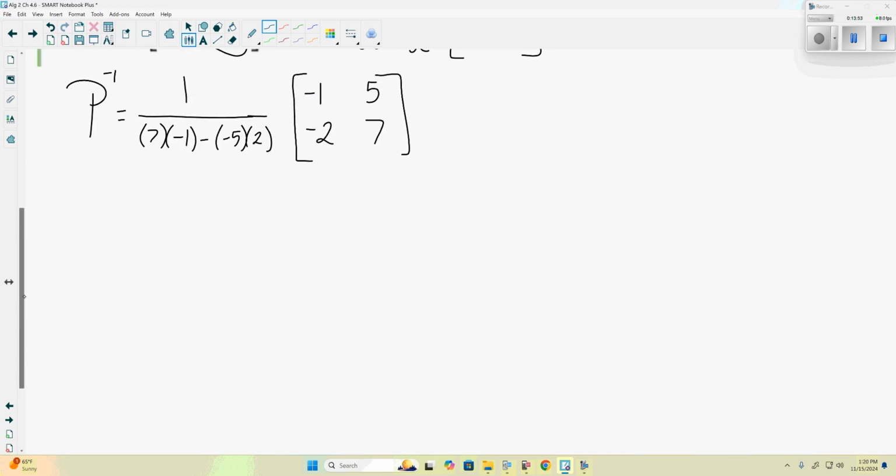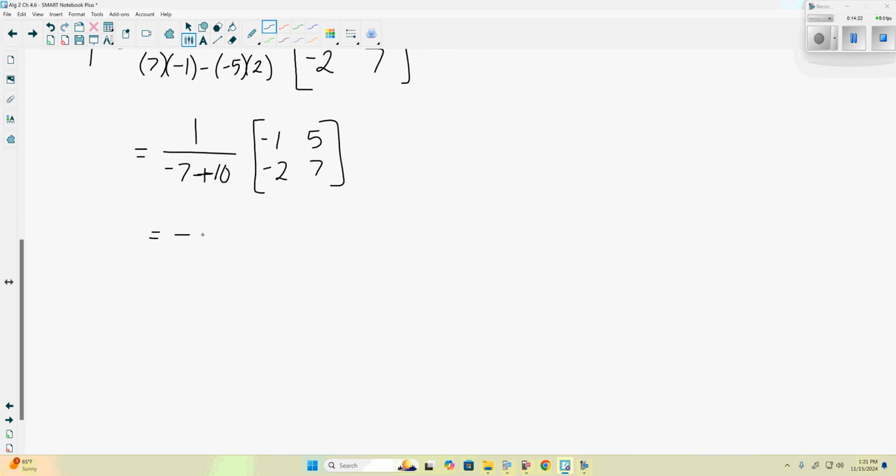Now all we need to do is simplify that fraction in front and then multiply through. Well, 7 times negative 1 is negative 7. Minus negative 5 times 2 is negative 10. Well, the negative negative makes a plus. And negative 7 plus 10 is 3, so the fraction out front is 1/3.